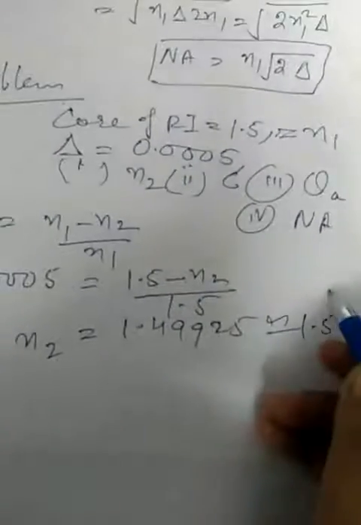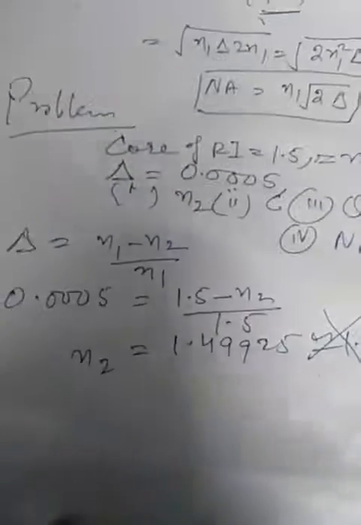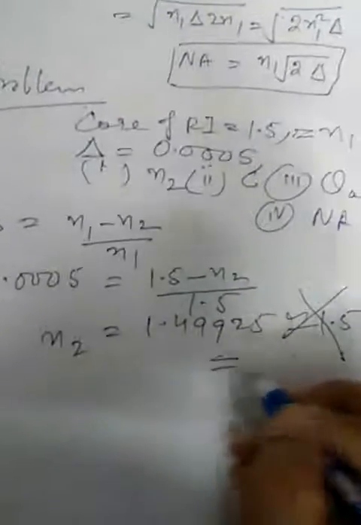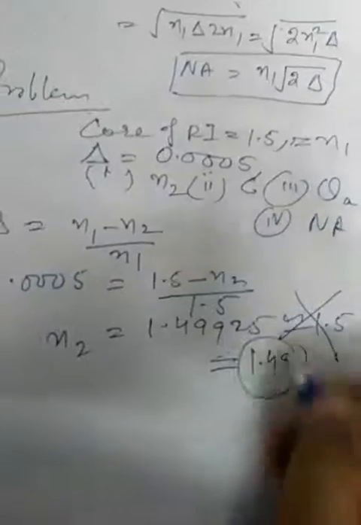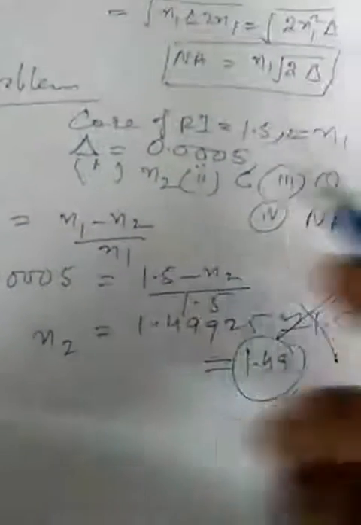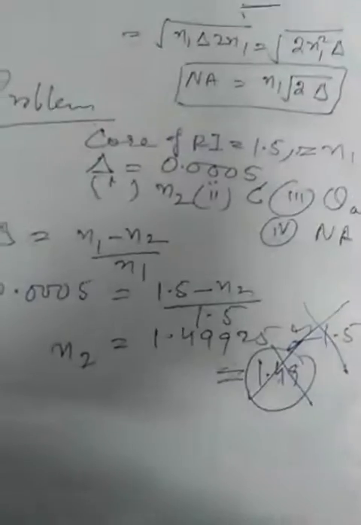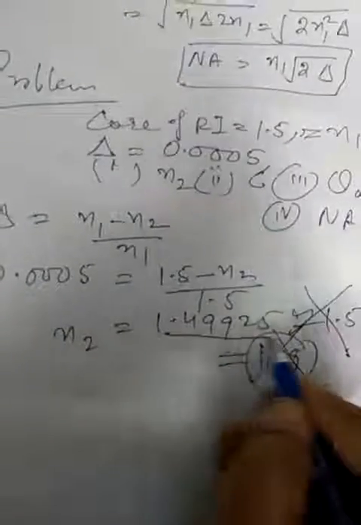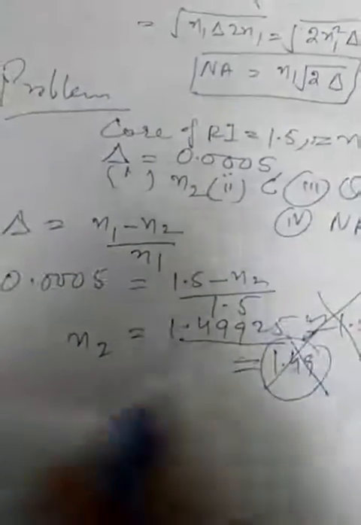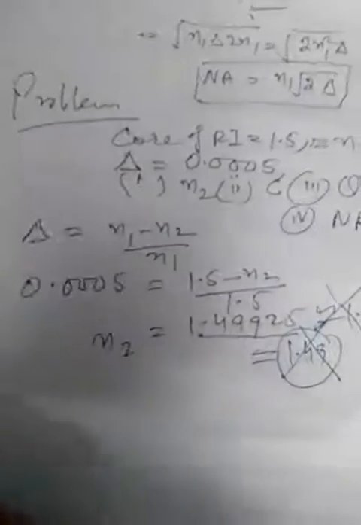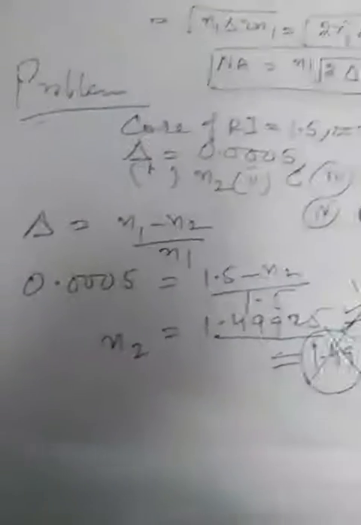When they take this, it will be wrong, because n1 and n2 will be the same, so the fiber will not exist and no propagation of light will take place. Some will take this value as 1.49, which means the fractional change value has not been considered and this value has been enlarged. Again, the angle of acceptance will be wrong. So whatever value is given, you have to take the fractional change according to that parameter and do the calculations. That is the first part, which is very, very important.